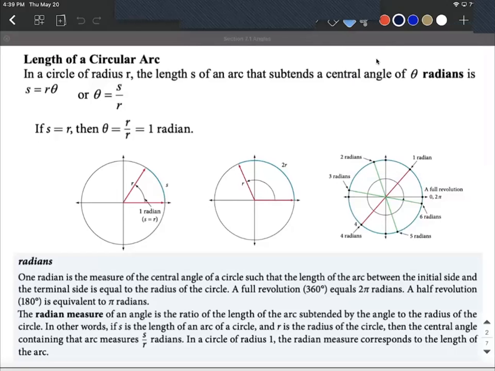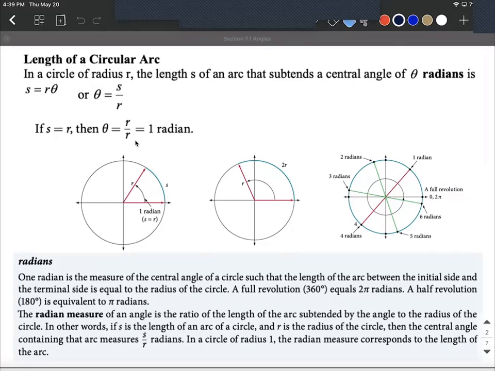Okay, in this video, we're going to talk about the length of a circular arc. With this, we get a formula that connects together radians, the distance around the outside of a circle, and the radius. So we're going to use this mostly to define what a radian is.